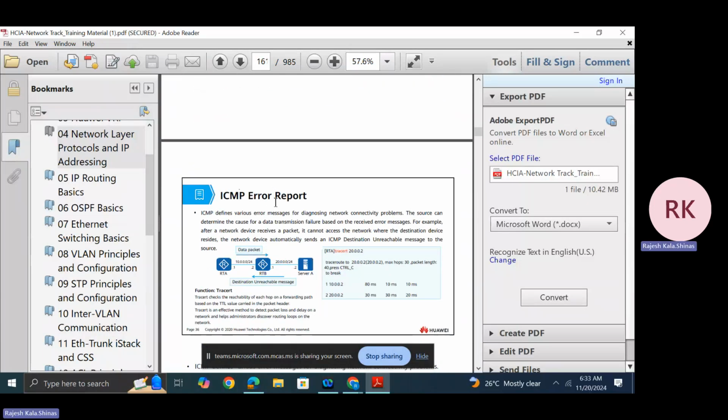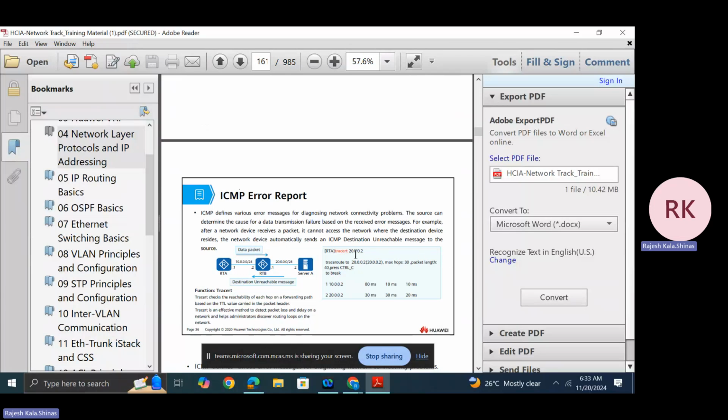ICMP error report: here we also have the traceroute command. When I try to ping a particular host address, it's not pinging and a request timeout is coming. So for the ping, we have to troubleshoot where the packet is being dropped, which device has the issue.